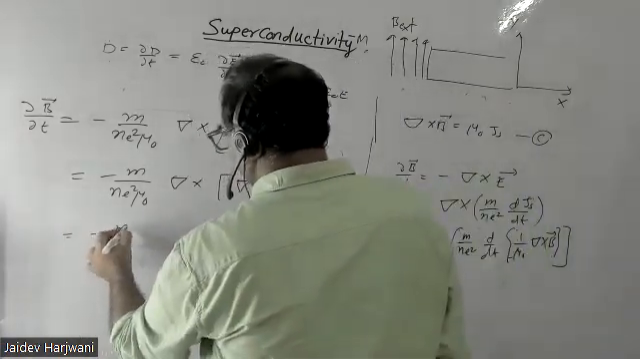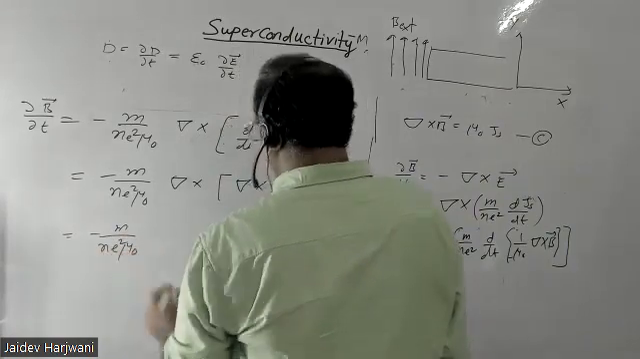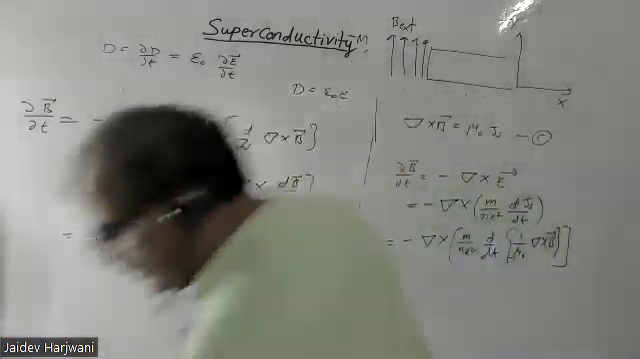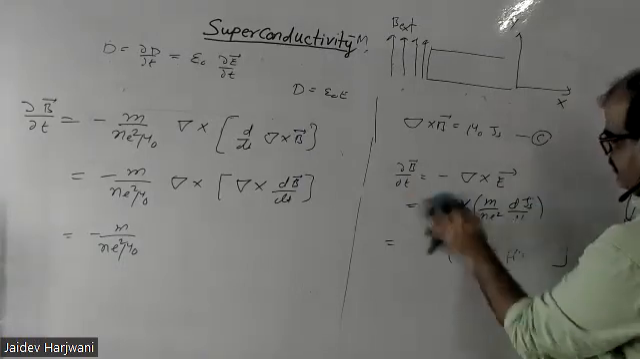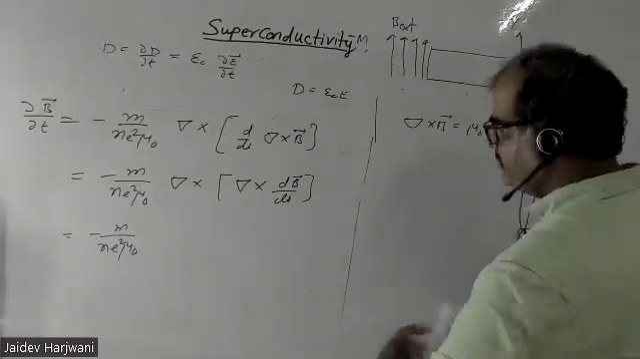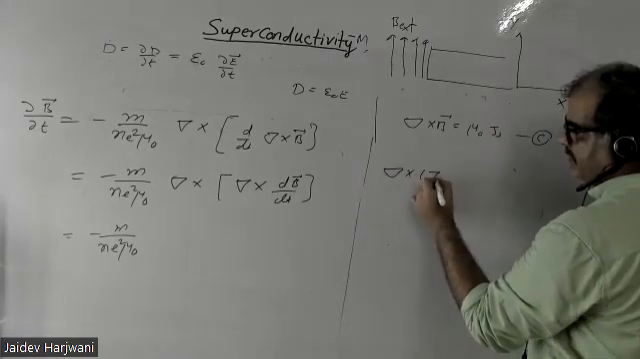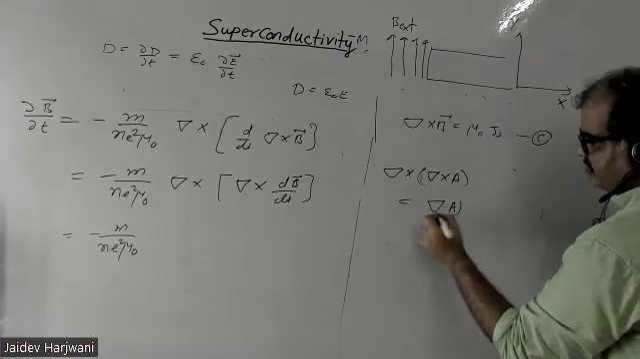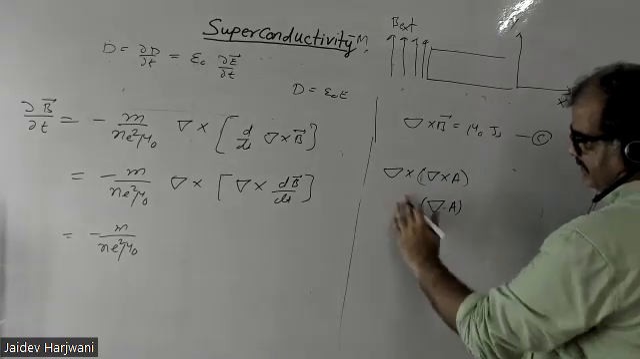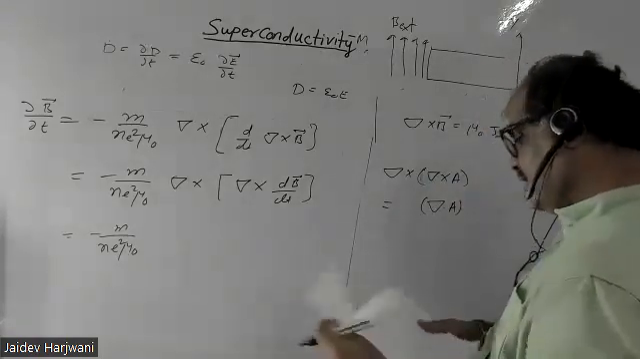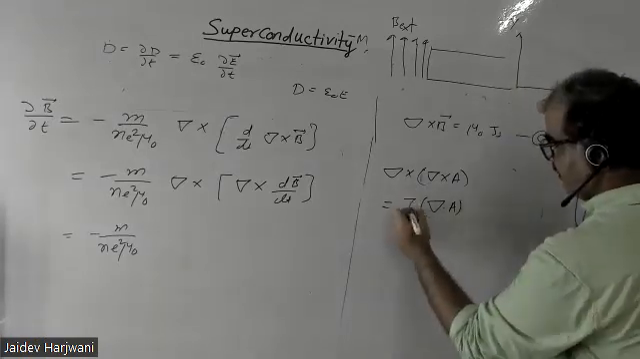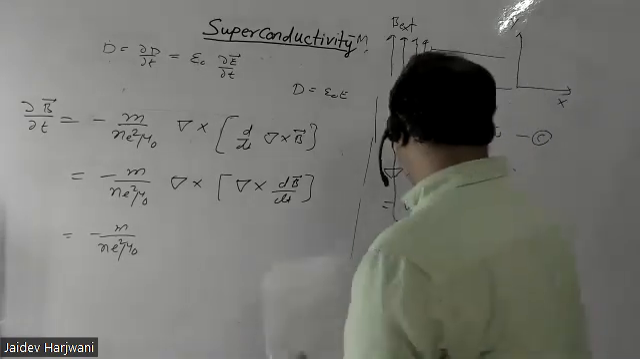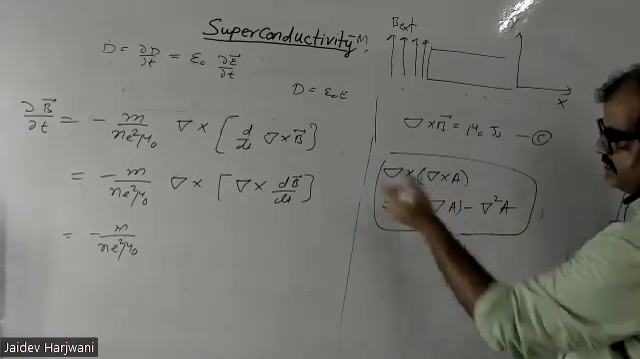So this will be m upon n e square mu naught. This is a vector identity, so what can I write? We separate the time derivative, and this becomes minus grad square. I have del cross del cross A, which I can write as del of divergence of A, that is del dot A, minus del square A. So use this identity and solve this one.